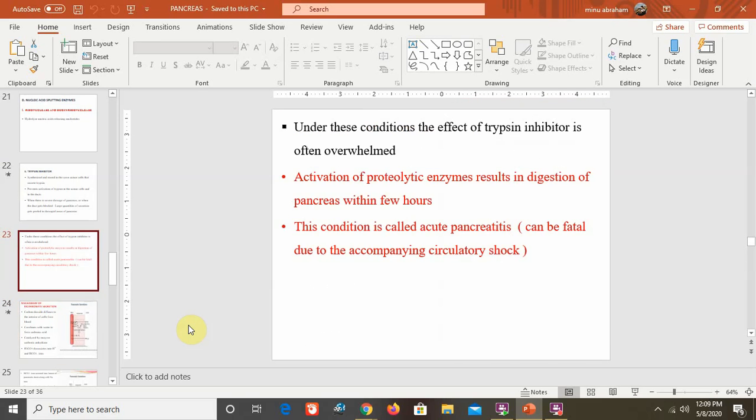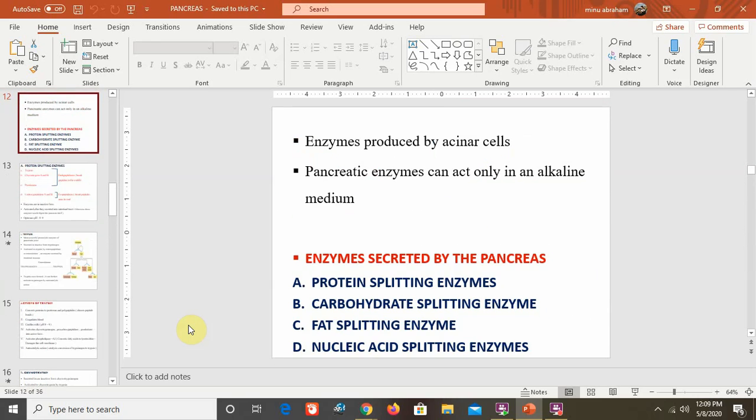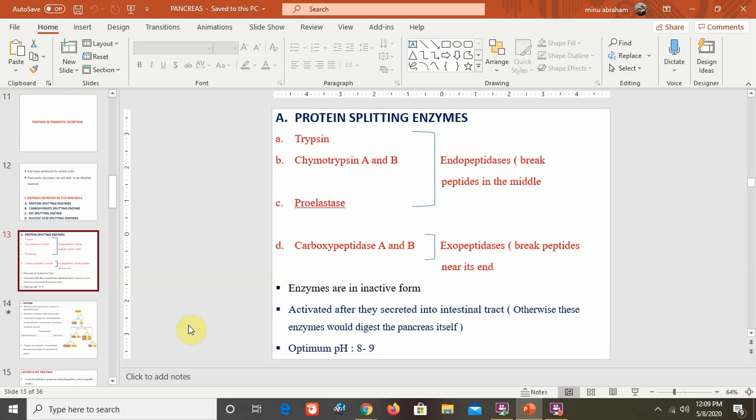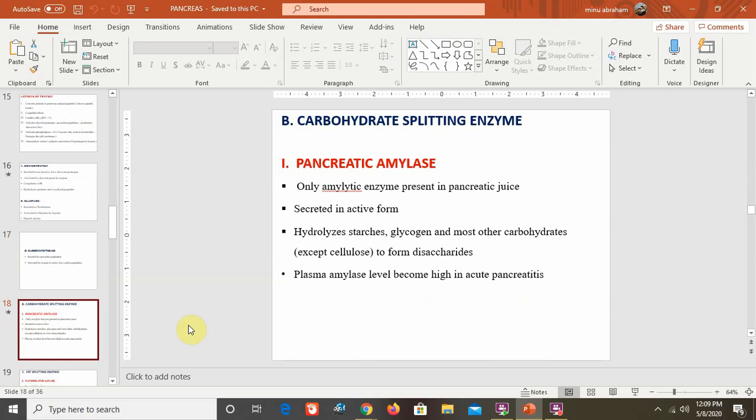So I'll stop here. So in the first class you have to know, today I taught you about the various enzymes produced by the acinar cells. There are four types of enzymes: protein splitting enzyme, carbohydrate splitting enzyme, fat splitting enzyme, and nucleic acid splitting enzyme. Protein splitting enzymes are trypsin, chymotrypsin A and B, proelastase, carboxypeptidase A and B. Then you have the carbohydrate splitting enzyme, that is pancreatic amylase. It's the only amylolytic enzyme which is present in your pancreatic juice.